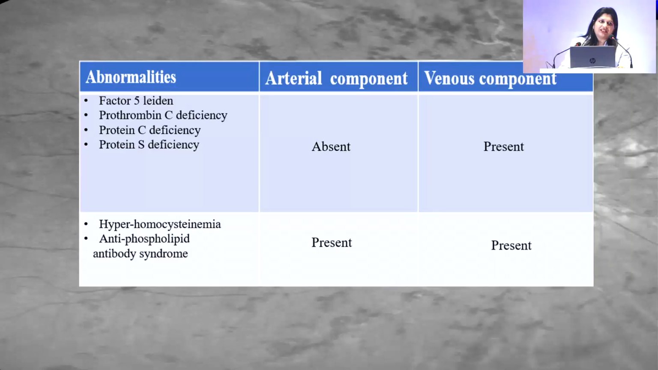As we all know that these tests are usually very costly, so we need to clinically judge which tests need to be done and which tests need not be done. So if there is arterial component predominance, then factor V Leiden, prothrombin, protein C and S deficiency have not much role. So you should always check for the homocysteine levels and the antiphospholipid antibody syndrome.